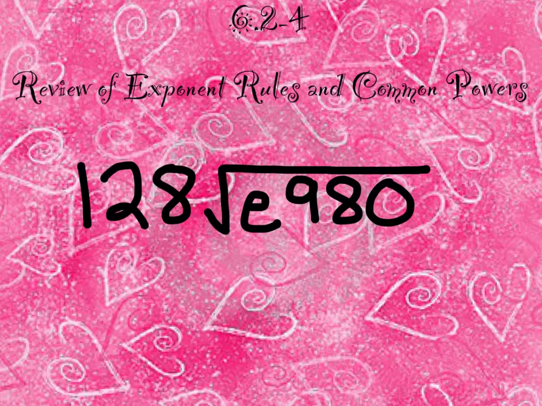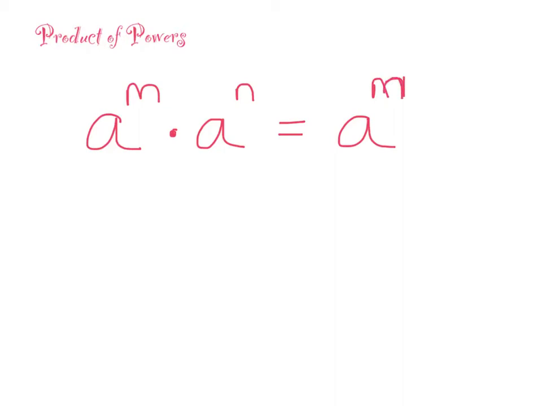Alright, so we're going to go over the basic exponent rules. You know most of these already, but we're just going to review them today, and then some common powers that I need you to know. The first rule is the product of powers, and that's when we have a number raised to an exponent times the same base raised to a different exponent. Then we can take that base one time and add the exponents, m plus n. That's the product of powers.